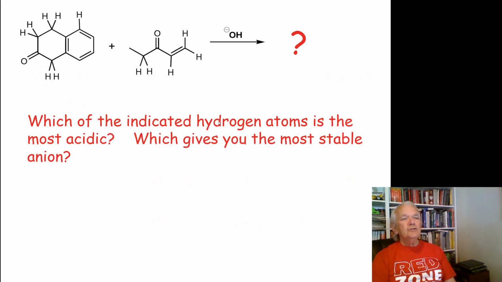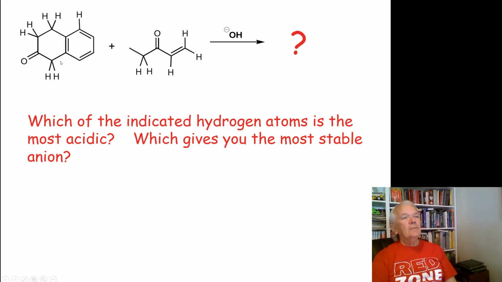So which of the hydrogens is the most acidic? Which one would you take? Well, obviously it's going to be the one next to the carbonyl. It's going to be the most acidic. All right. First of all, I know that's the left-hand molecule because this is the one with the conjugated carbonyl. So the molecule on the right is going to be attacked by the molecule on the left.